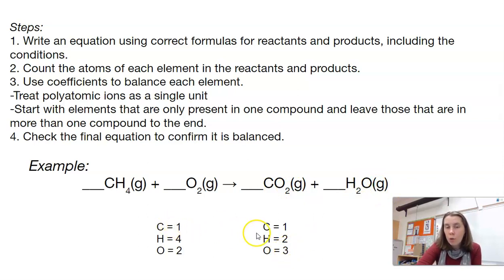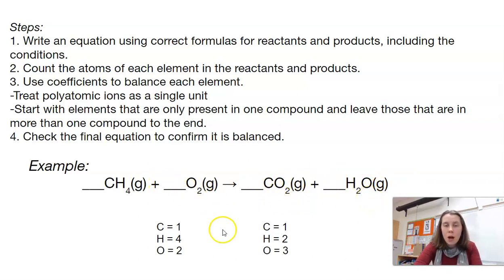Okay, so our carbons are balanced, right? We have one of each. Our hydrogens are not, and our oxygens are not. My suggestion to you is that when you are trying to balance an equation that has an element in more than one place on a particular side of the equation, you save it until last. It's not always possible, but in this case, we're going to leave the oxygen to the end because it's going to be the most complicated one to balance since it's in two places in our products.